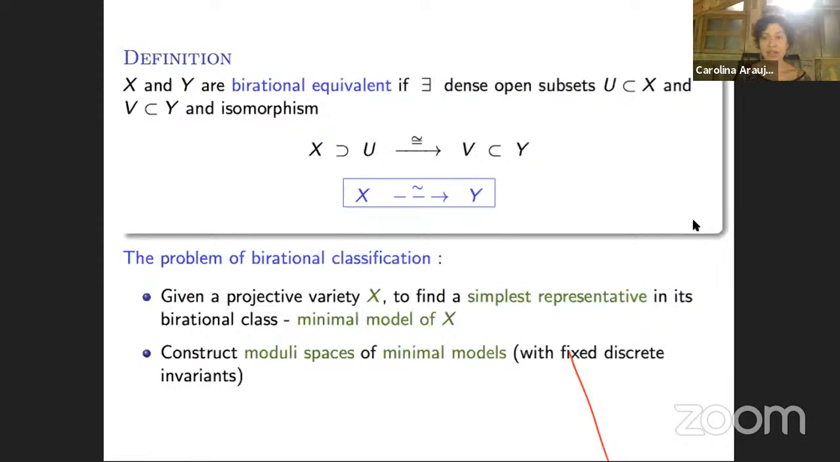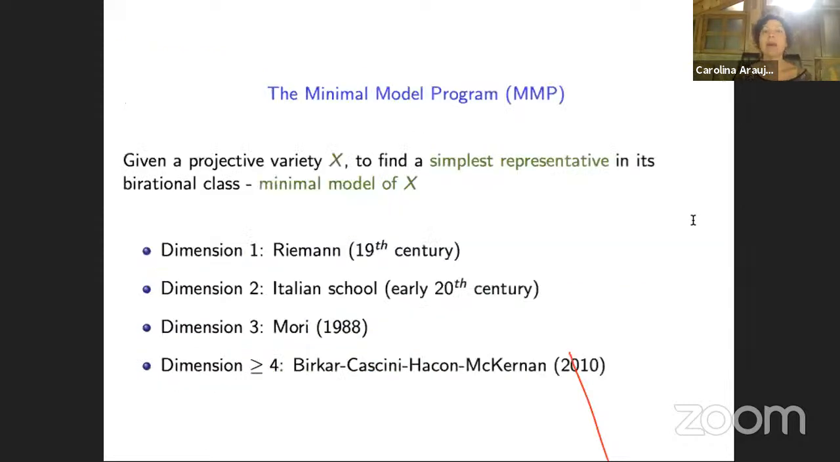So this is achieved by the so-called minimal model program. So this is a very important area of algebraic geometry. The minimal model program, I don't want to say exactly how it works, but what it does for you is, if you give me a complex projective variety, I run a certain theoretical program, and then in the end, the output is going to be a simplest representative in its birational class.